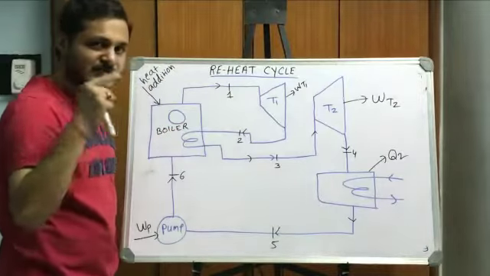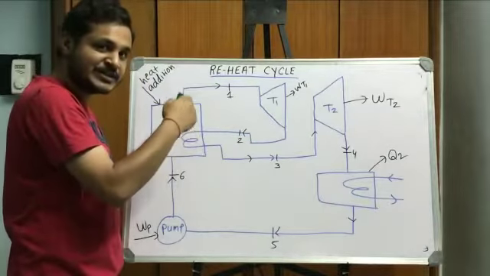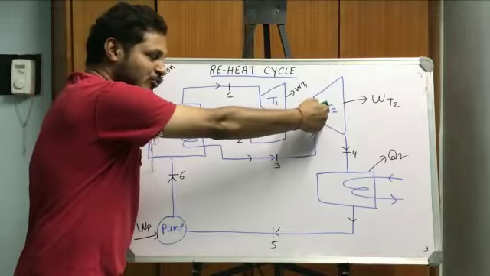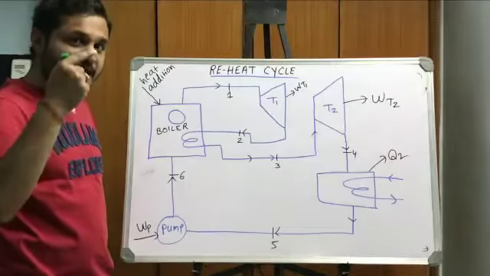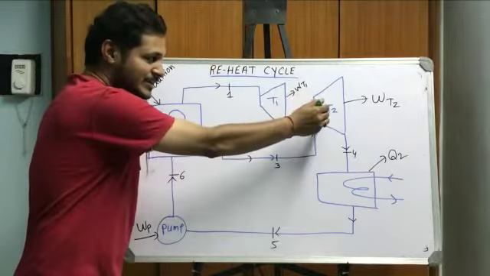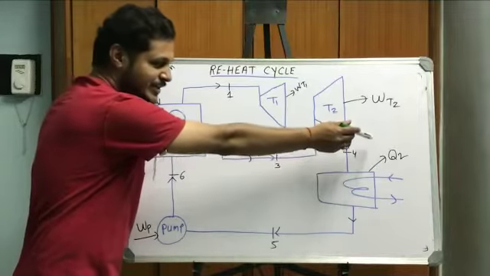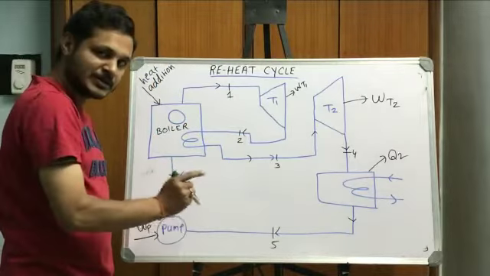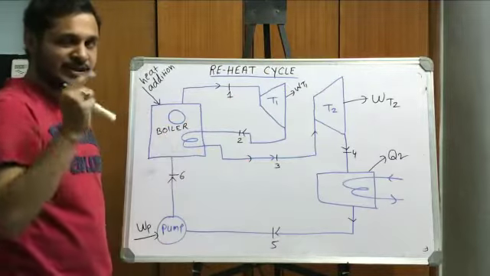There is partial expansion of steam in the high pressure turbine, and then again steam goes to the boiler, where it is reheated and goes to T2. T2 is the low pressure turbine, where again steam expands but at low pressure. Here steam is at high pressure, here steam is at low pressure. Then it goes to the condenser where heat is rejected, and after that it becomes water at the pump and goes to the boiler. So this is the basic cycle of how the reheat cycle works.